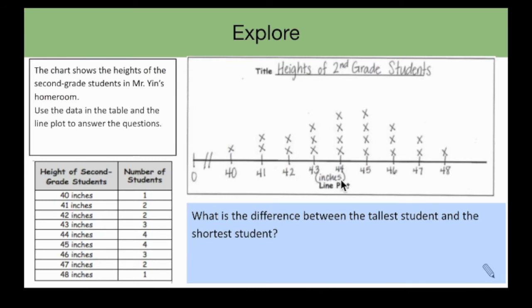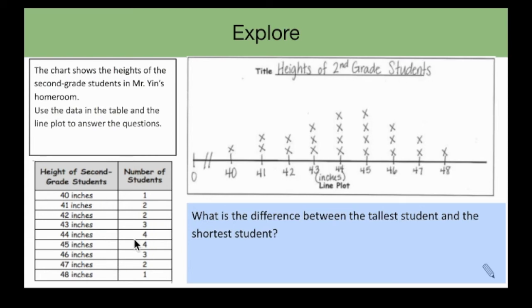Let's look at another example from today's lesson. Read the instructions with me. The chart shows the heights of second grade students in Mr. Yin's homeroom. Use the data in the table and the line plot to answer the questions. Height of second grade students, number of students. 40 inches, 1. 41 inches, 2. 42 inches, 2. 43 inches, 3. 44 inches, 4. 45 inches, 4. 46 inches, 3. 47 inches, 2. 48 inches, 1. Again, going to the line plot, the title is Heights of Second Grade Students.